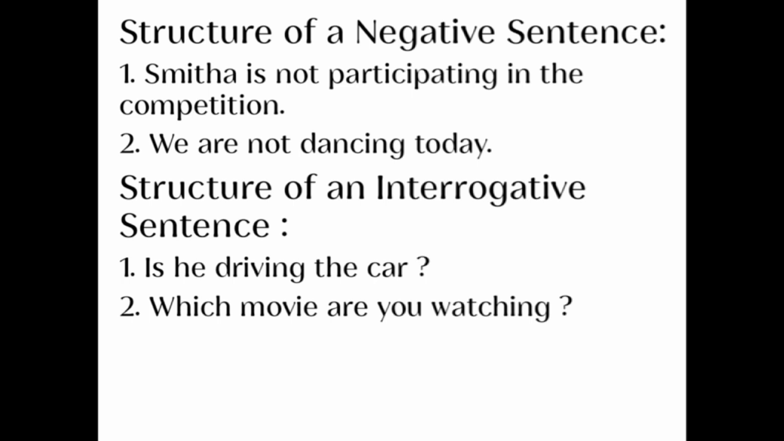Structure of a negative sentence. Smita is not participating in the competition. So, negative sentence has the form of subject, auxiliary verb, not and plus present participle. Base form of the verb adding ing. Like Smita is not participating in the competition. We are not dancing today. In dancing, ing. So it is followed like this.